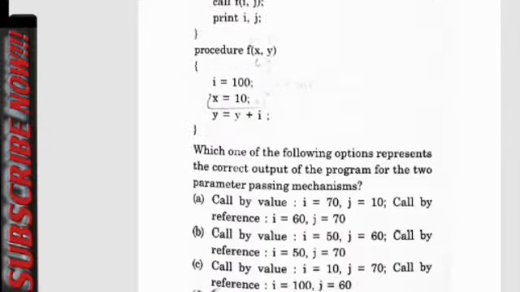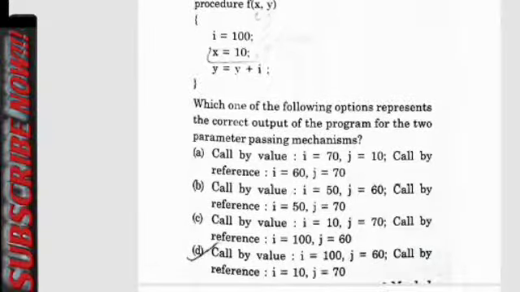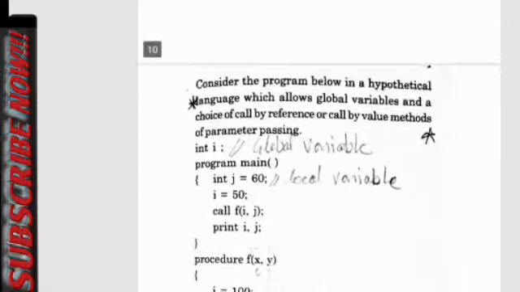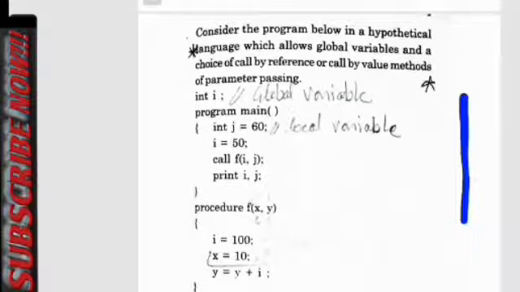Now what is the question? The question is, which of the following options represents the correct output of the program for 2 parameter passing mechanisms? So the 2 parameter passing mechanisms are call by value and call by reference. So there are options A, B and C. Now come to the solution of this question. Firstly we solve with call by value.